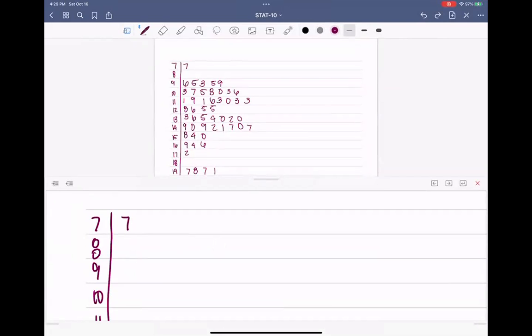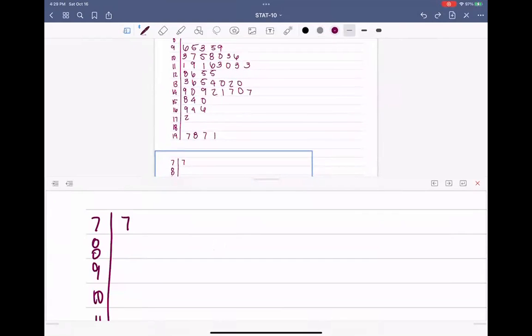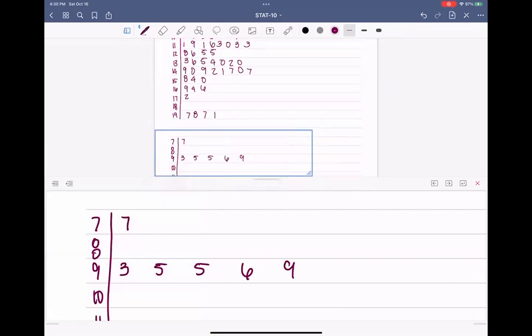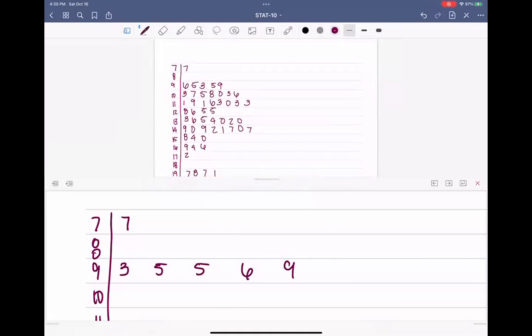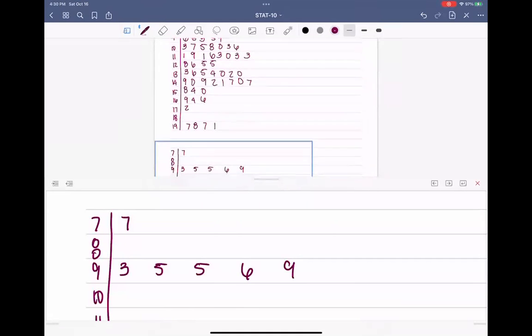But now for 9, we can see that there are a couple of values, so let's put them in numerical order, with the smallest value being 3. So then we have 3, 5, 5, 6, and 9. So we have 1, 2, 3, 4, 5 numbers there. Perfect. So now with 10, we're going to do the same thing.